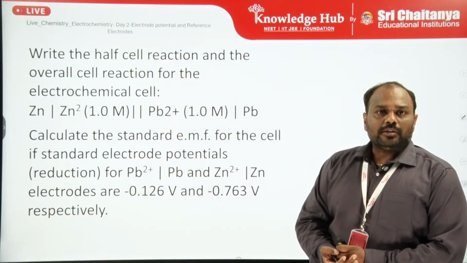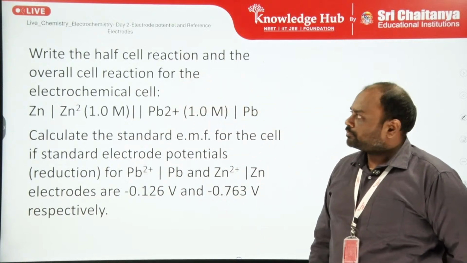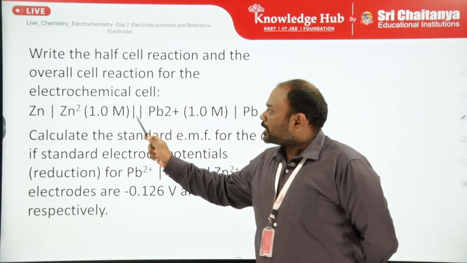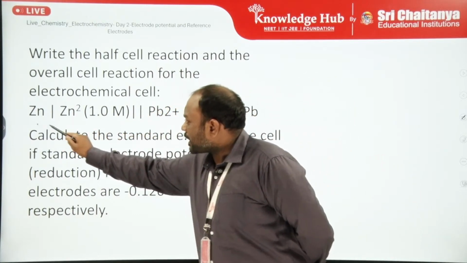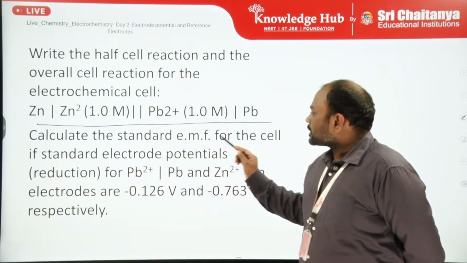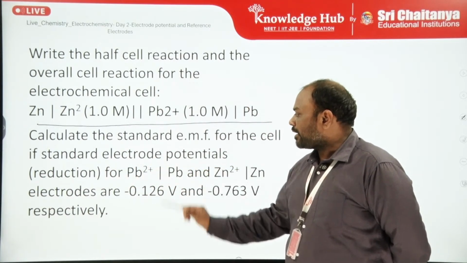See the next question. What is the next question? A half cell reaction is given and the overall cell reaction for the electrochemical series is given. This is the reaction. Okay. Next, calculate the standard EMF for this if standard electrode potentials are given.